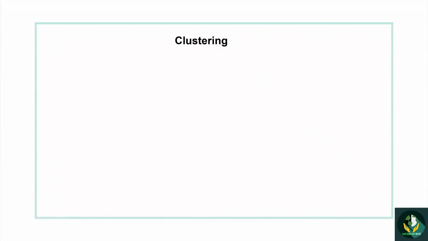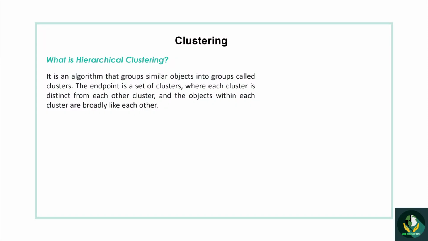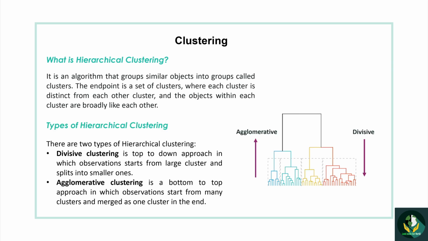In this lecture, we will discuss another type of clustering, which is hierarchical clustering. Hierarchical clustering involves creating clusters that have predetermined ordering from top to bottom. For example, all files and folders on the hard disk are organized by hierarchy. In this type of clustering, we can see how different subclusters relate to each other.